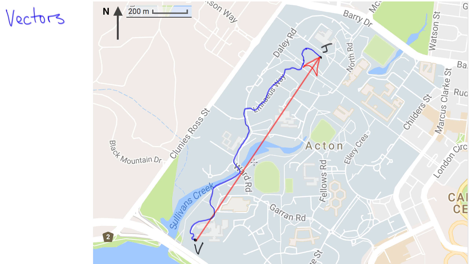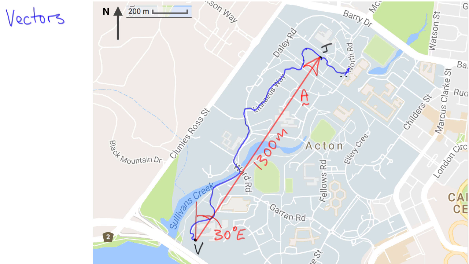So if I had a programmable drone, I could set it to fly 1300 meters at a bearing of 30 degrees east of north, and it would get pretty close to Joe's office. So the 1300 meters is the magnitude of this vector, and the 30 degrees east of north is its direction. Let's call this vector A. We write it either with a squiggle underneath, or some people write it with an arrow over the top.